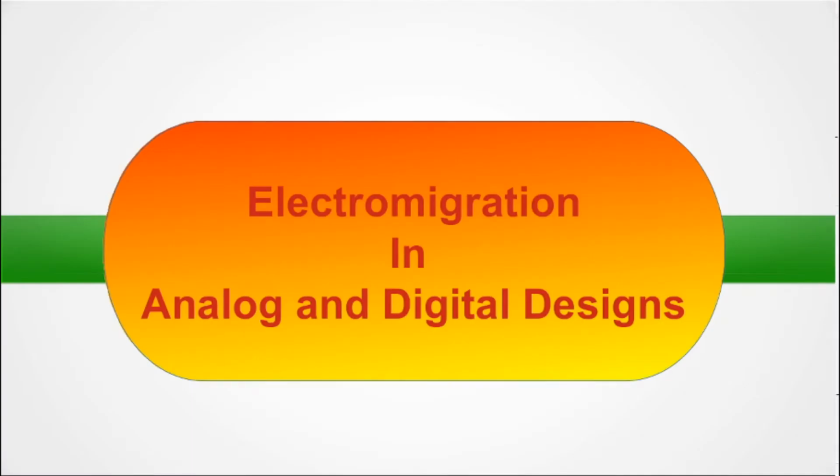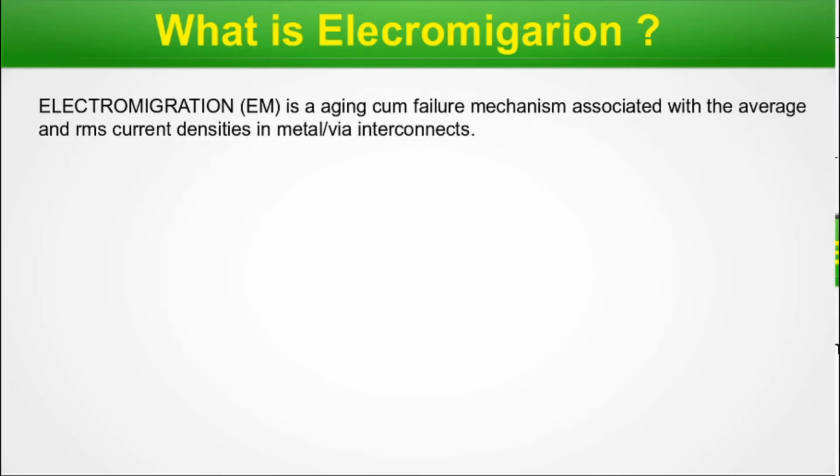Today we are going to discuss electromigration in analog and digital designs. So what is electromigration? Let's see. Electromigration, or EM, is an aging cum failure mechanism associated with the average and RMS current densities in metal or via interconnects.